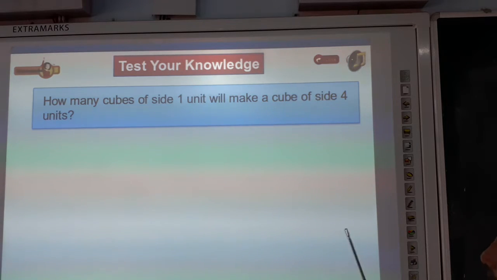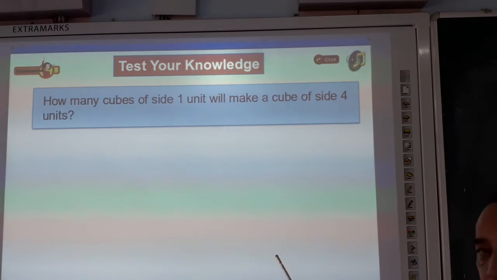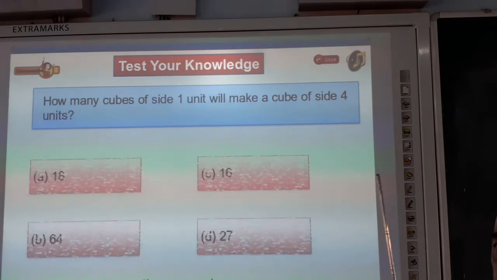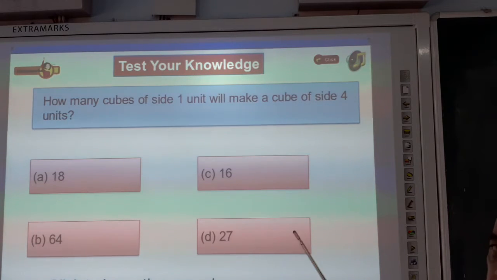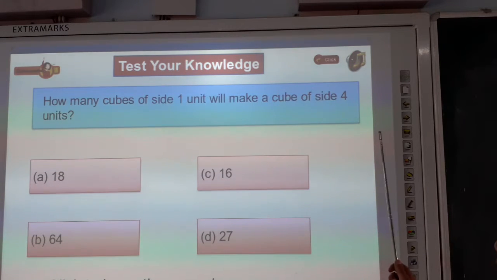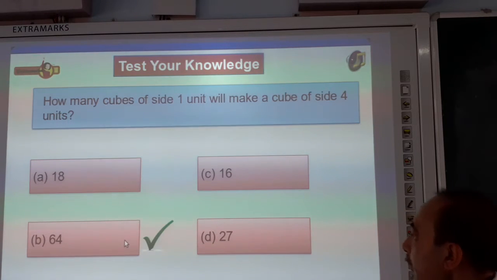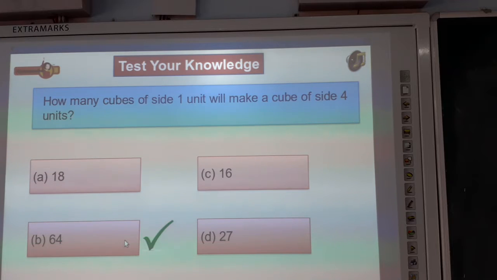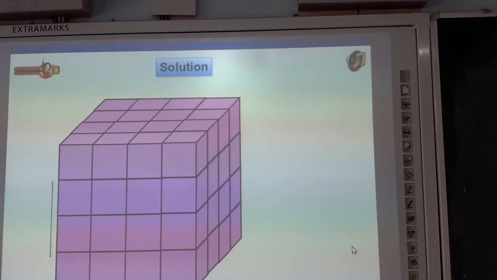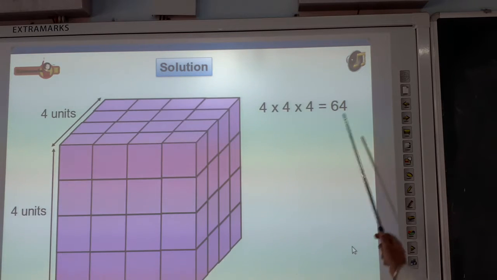For 4 units, it will be 4 into 4 into 4, 64. That means there will be 64 cubes of side 1 unit in a big cube of side 4 units. So our answer will be 64. This is the solution for that answer. How do we get the answer 64? 4 into 4 into 4, 64.